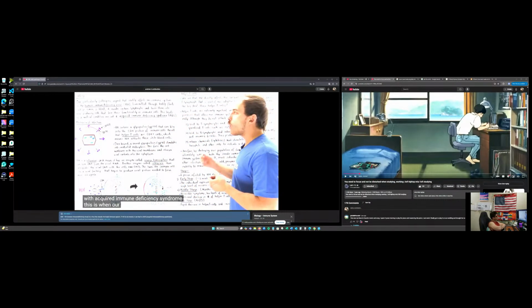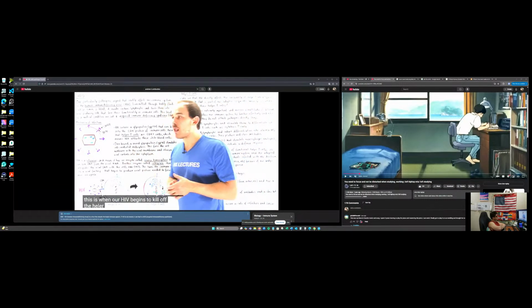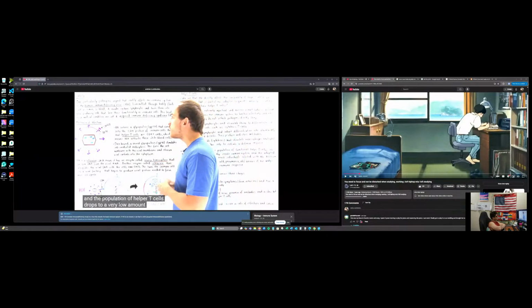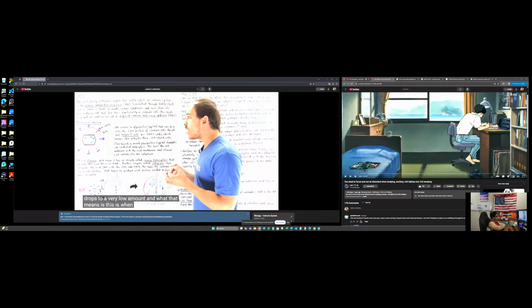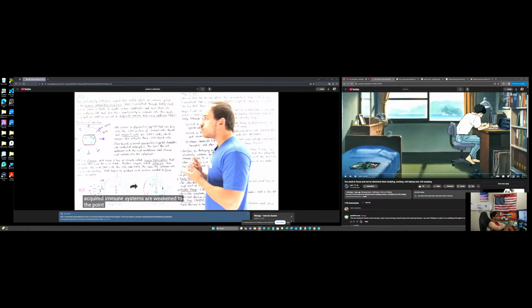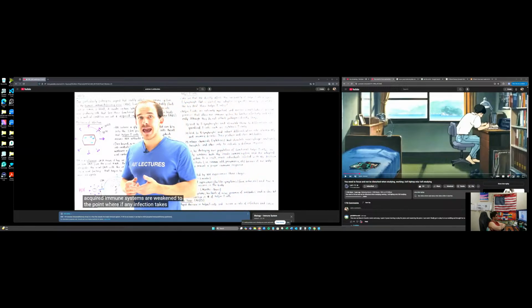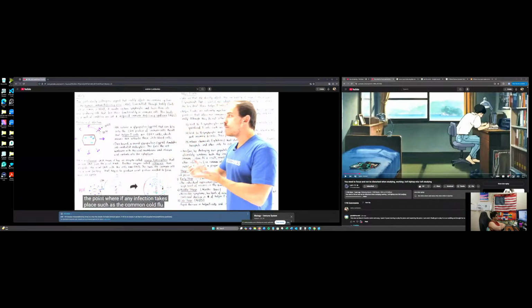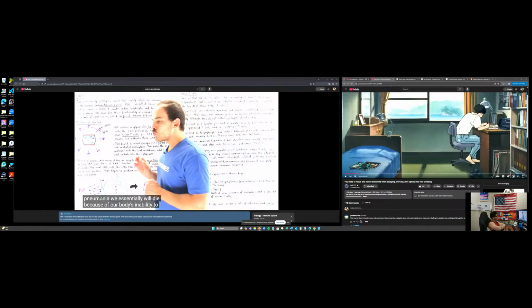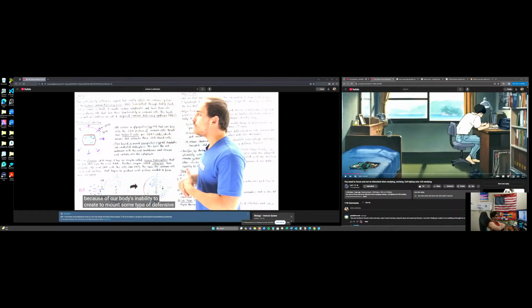This is when HIV begins to kill off the helper T cells at a very high rate, and the population of helper T cells drops to a very low amount. And what that means is this is when our innate and acquired immune systems are weakened to the point where if an infection takes place, such as the common cold, flu, or pneumonia, we essentially will die because of our body's inability to mount some kind of defensive response.